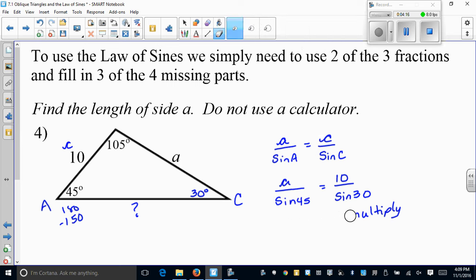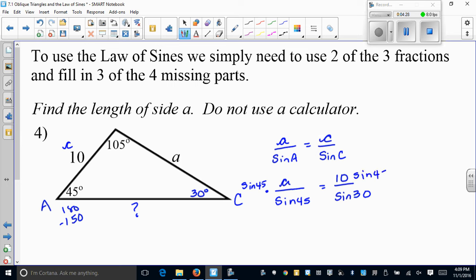Just simply multiply both sides by sine of 45. So we have little a equals 10 times the sine of 45 over sine of 30. Now they told you not to use a calculator because these are unit circle angles. So this is going to be 10 times sine of 45, which is radical 2 over 2, over the sine of 30, which is 1/2.